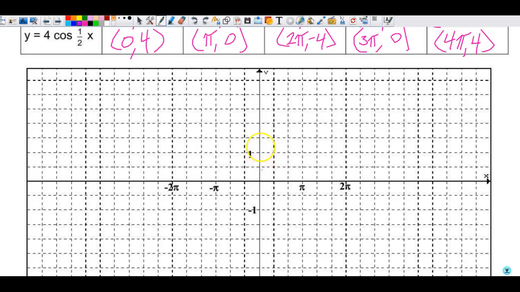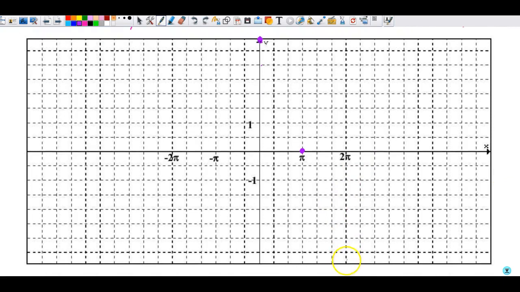0, 4, so this is 1. Pay attention to how it's numbered. That's 1, this is 2, 3, 4, all the way up here. At pi, we're at 0. At 2 pi, I am at -4.